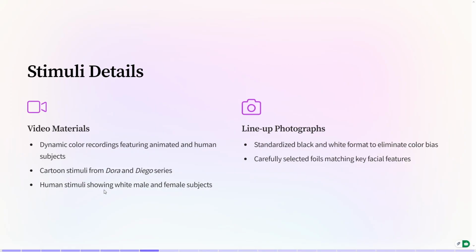Okay, human stimuli show white male and female subjects. Now for the lineup photograph, it was standardized black and white. Okay, because the picture could have been another thing when it comes to identification, right? It could affect the variable. It could have been an extraneous variable. All right, so black and white format to eliminate color bias. Okay, color could have maybe helped some videos against another. So under the extraneous variable, that is confounding variable actually, if I'm to limit it. But okay, let's move on now.